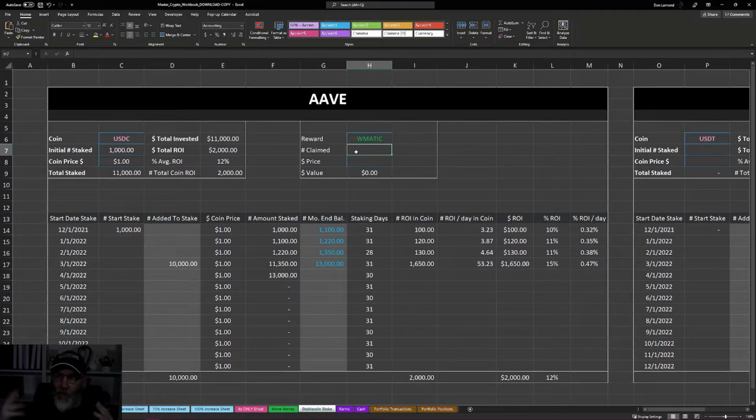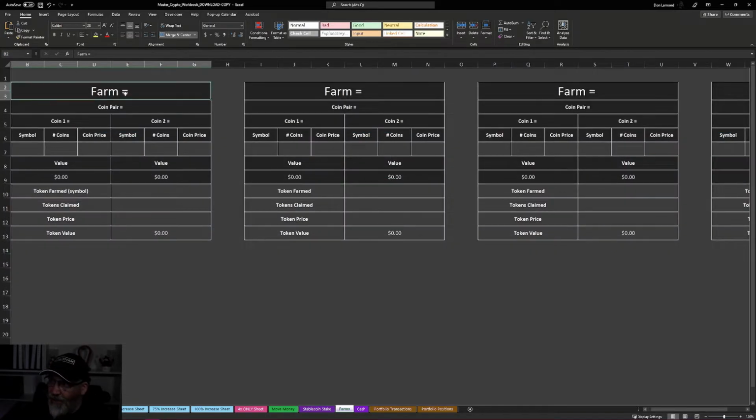And you don't want to claim often because it costs gas fees. And on Matic, that's not going to cost you but a couple cents. But wait until you have a balance of 10 or 20 of them, and then pull them out so you pay a penny on 20 tokens or whatever. So say I've claimed 20 tokens and the price of Matic is $1.75. And now it shows me that I've also made an extra $35 just on doing nothing but staking with them. They're giving me free tokens, and I'm tracking that as well. So that takes care of the staking sheet. On farms, it's a little bit different.